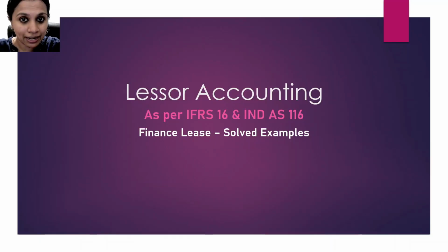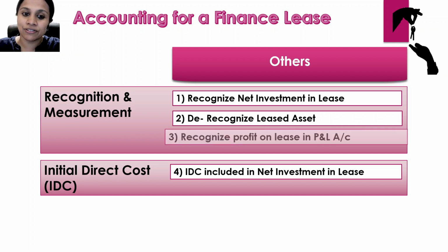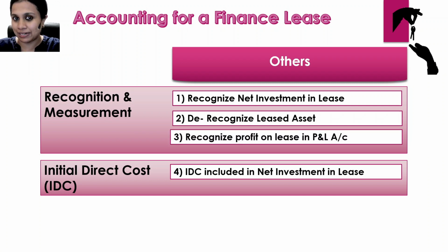First, let's do a quick recap of the accounting entries to be passed. So, we are talking about a lessor other than a manufacturer or dealer. The recognition and measurement is far simpler than for a manufacturer lessor. They recognize the net investment in the lease. They derecognize the carrying value of the leased asset, and the difference is directly taken to the P&L account.